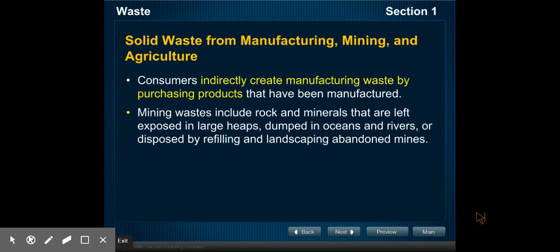So solid waste from manufacturing, so companies that are making things, mining, and agriculture. So we indirectly create this waste because we buy the products. And as long as we're buying the products, more of this is going to take place. More mining has to take place, more manufacturing takes place, more agriculture takes place. So we are, in a sense, responsible for these as well because we use these things. Quite often these wastes get leached into rivers, oceans, and lakes, which can be a problem, and that causes habitat degradation. So that's kind of habitat loss as well.